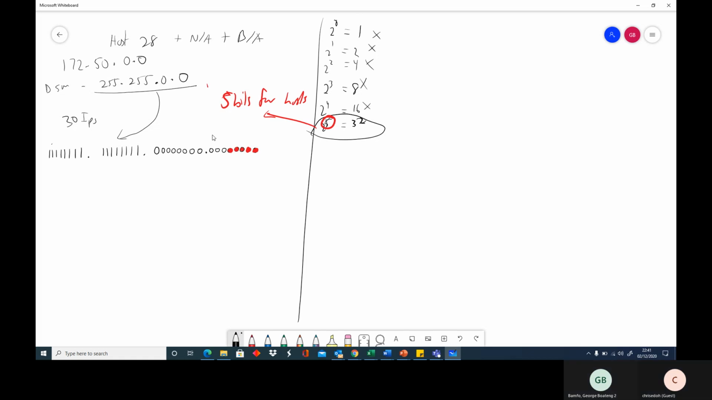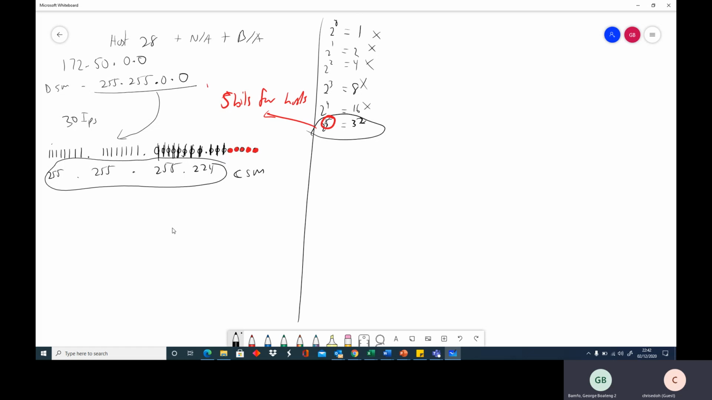And then we change the rest of the zeros to ones, because they are no longer needed as hosts. So what will be the new subnet mask? 255.255.255.224. Yes, this is the new custom subnet mask. Are we okay? Yes.